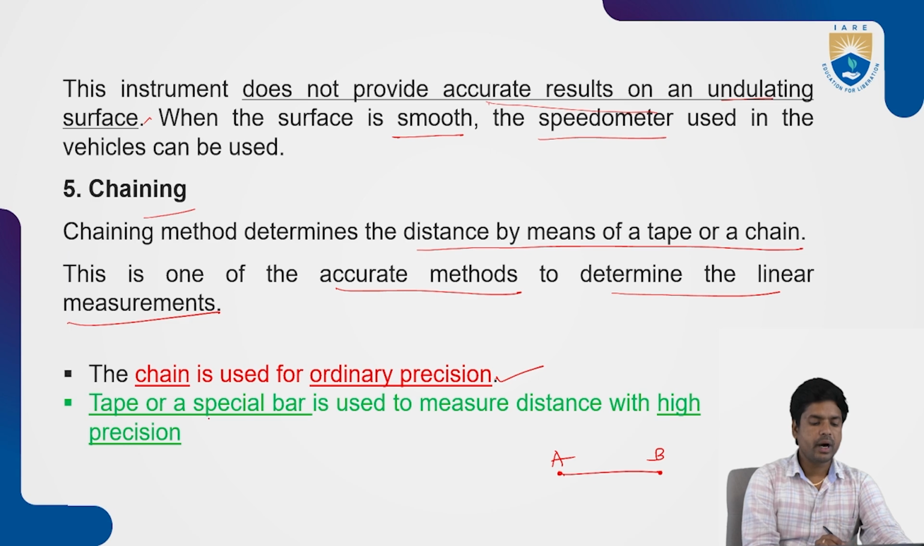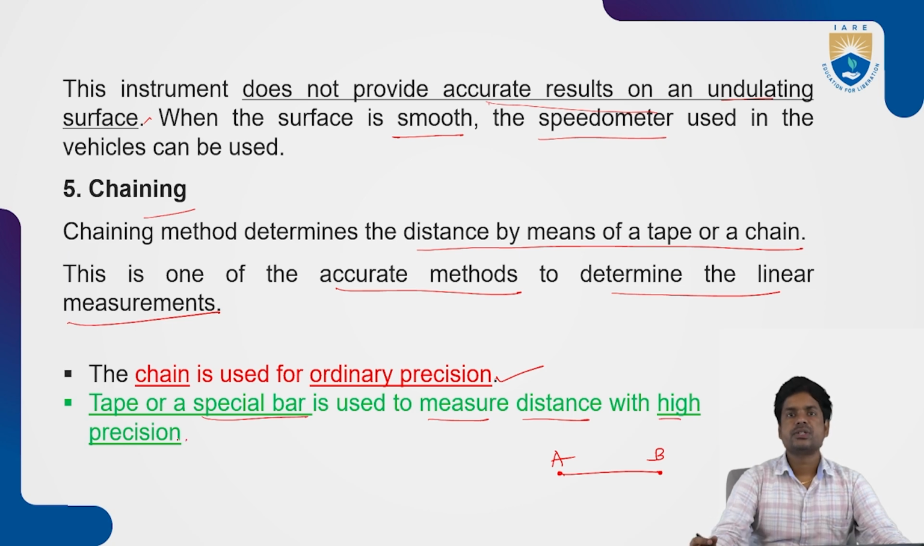Okay, the tape or special bar is used to measure a distance with high precision. So if you compare the chain and the tape, the precision in the tape measurement is very high compared to the chain.